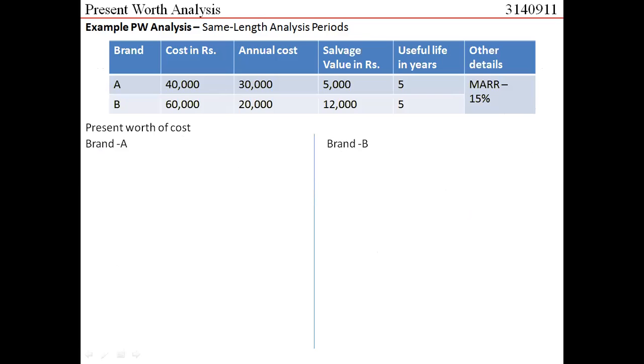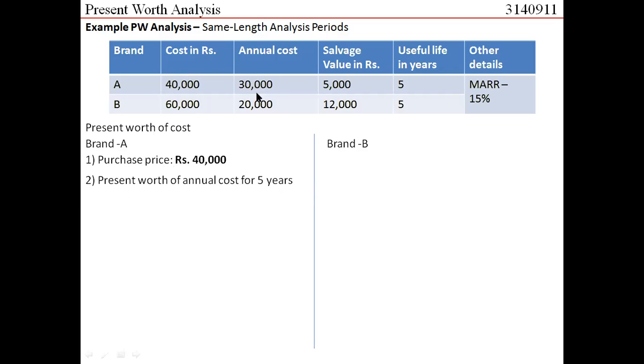What are the factors which would be part of present worth of cost? Let us try to take one by one. The first is the purchase cost itself, which is nothing but the present value. For brand A, it is 40,000. What would be the second part? The second part would be the present worth of annual cost for 5 years.